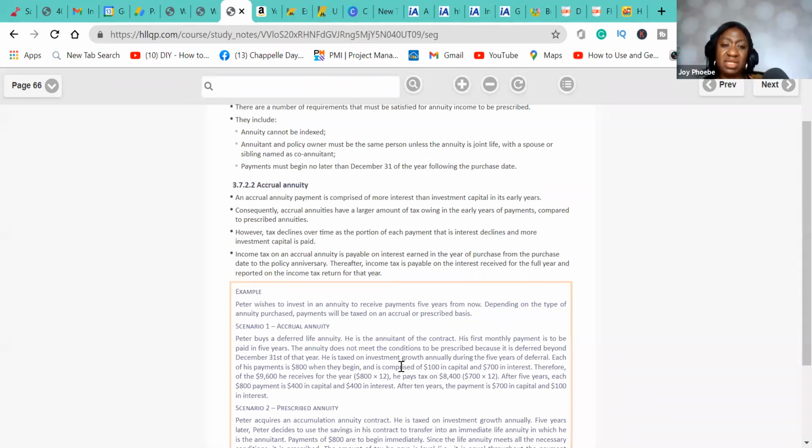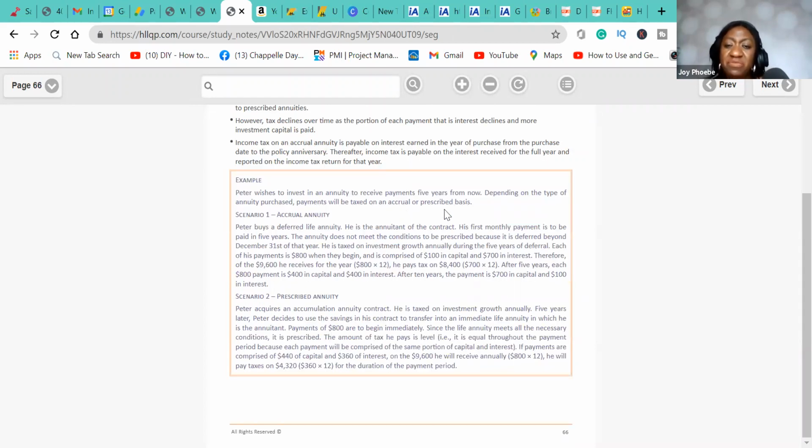Let's look at the example. Peter wishes to invest in an annuity to receive payments 5 years from now. Depending on the type of annuity purchased, payments will be taxed on an accrual or prescribed basis.